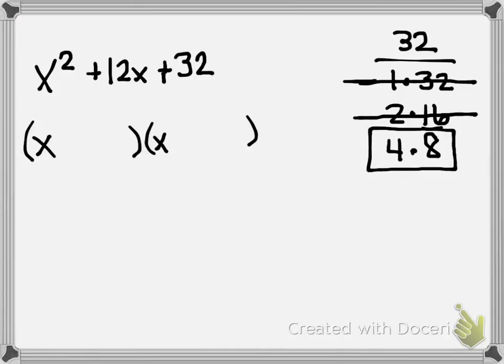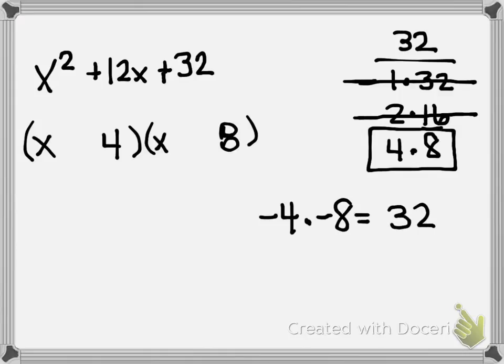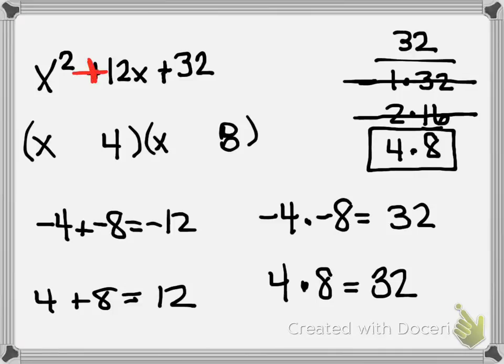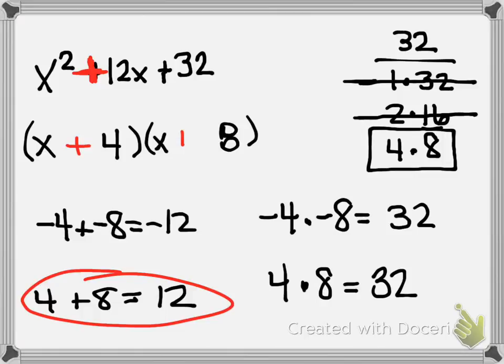And since the product needs to be positive, they either both need to be negative, because negative 4 times negative 8 is 32 positive, but also positive 4 times positive 8 is positive 32. So I have two possibilities here. Well, negative 4 plus negative 8 is negative 12, and 4 plus 8 is positive 12. Look at the problem and you'll see we need to get a positive 12. So that tells me both are positive.